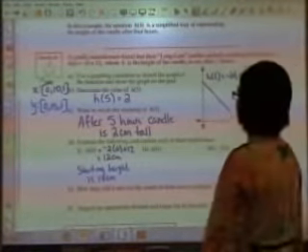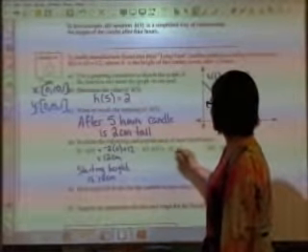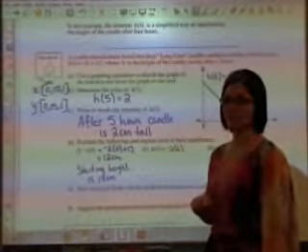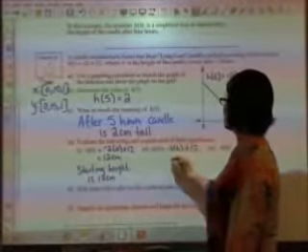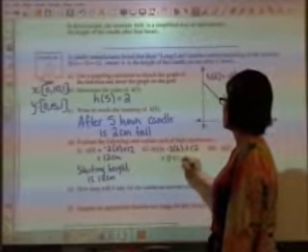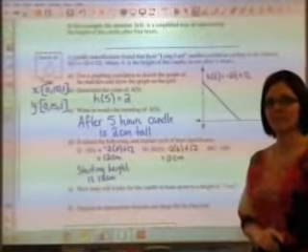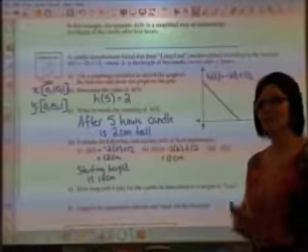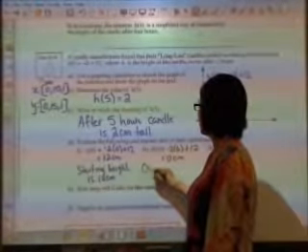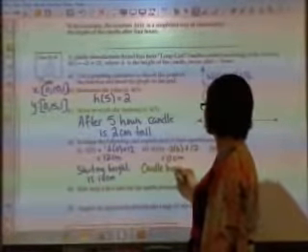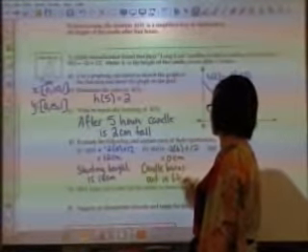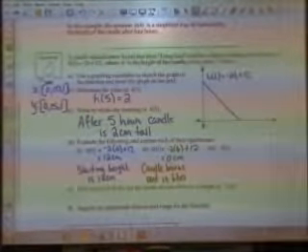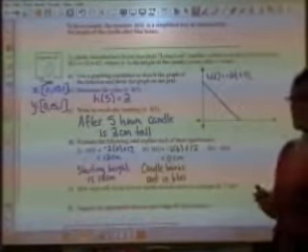Okay? H of 6 would be negative 2 times 6, which is negative 12, plus 12. What does this mean? The candle's been lit for 6 hours, and that's completely burned out. So the candle burns out in 6 hours. And then the last one, H of 8.